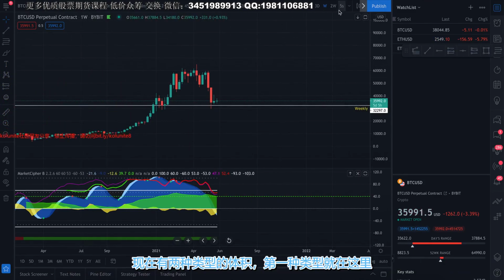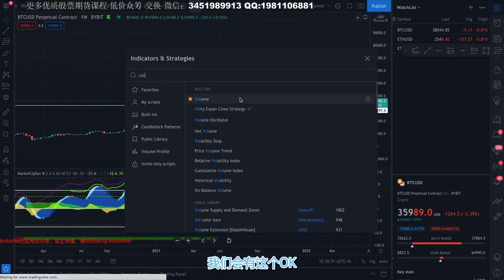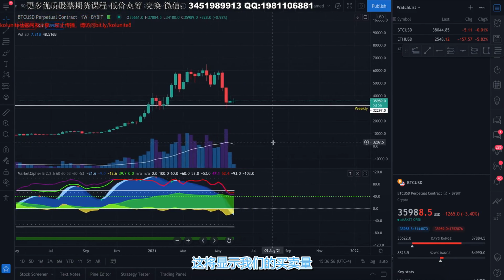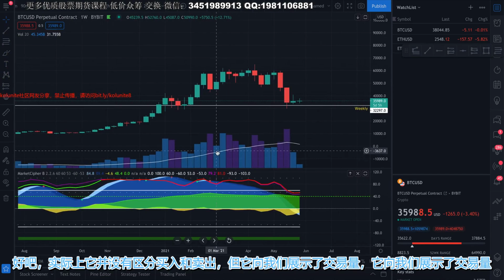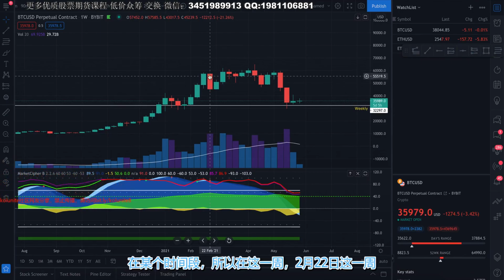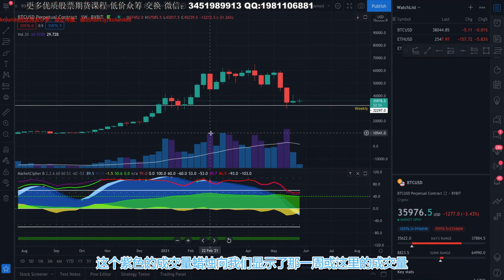Now, there's two types of volume. The first type is right here. If we go to indicators and just search for volume, we will have this. This will show us buying and selling volume. Actually, it doesn't differentiate between buying and selling, but it shows us volume. And it's showing us how much volume was traded in a certain period of time. So during this week, the week of February 22nd, this purple volume candle is showing us the amount of volume that was traded during that week.